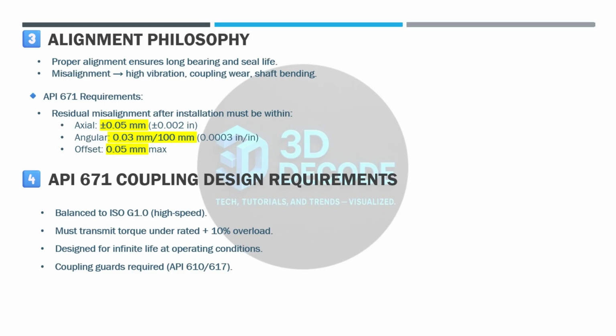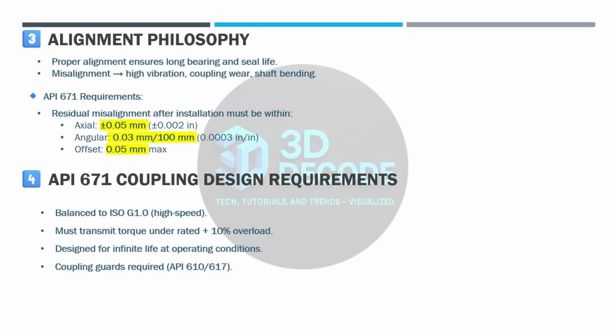Alignment philosophy. Alignment is at the heart of coupling performance. Proper alignment ensures long bearing and seal life. On the other hand, misalignment leads to high vibration, coupling wear, shaft bending, and premature failures. API 671 specifies residual misalignment limits after installation.